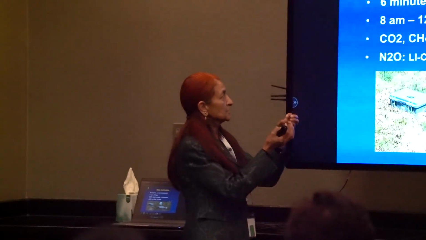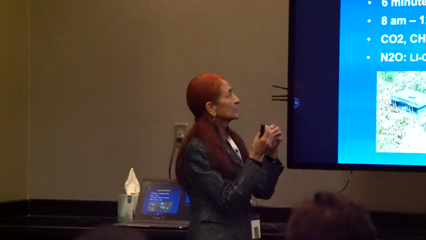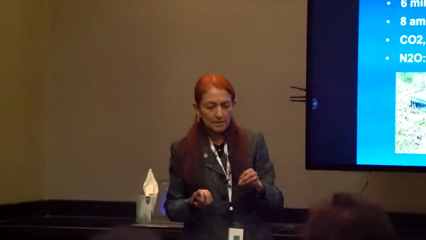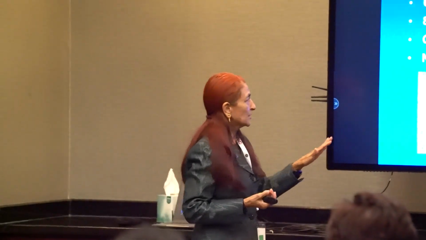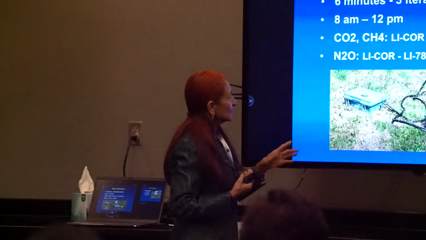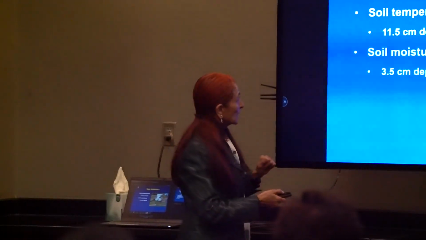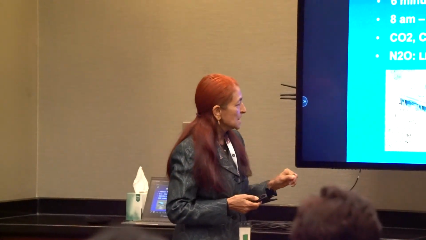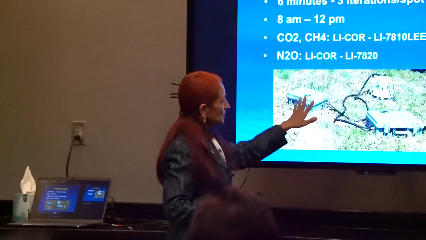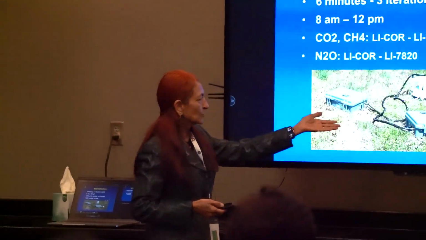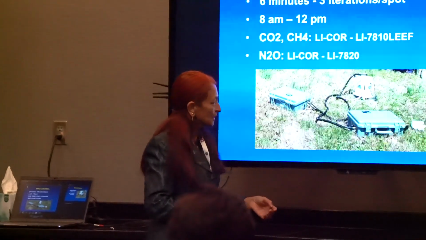Within 6 minutes there are 3 observations, one every 2 minutes, and the data were collected between 8 a.m. and 12 p.m. We used the LI-COR 7810 for carbon dioxide and methane, and nitrous oxide was measured with the LI-COR 7820. So there are 2 analyzers over here. This is the collection chamber, installed over a collar that we can see there.